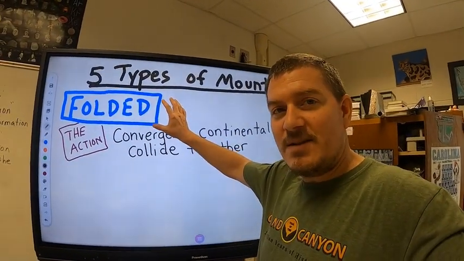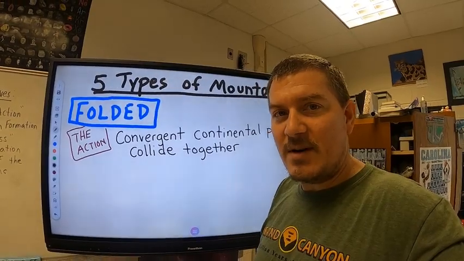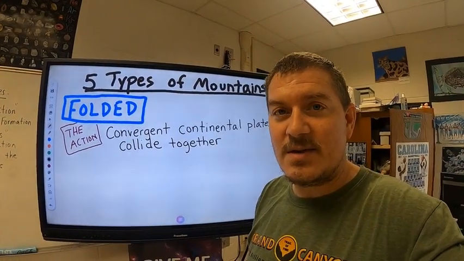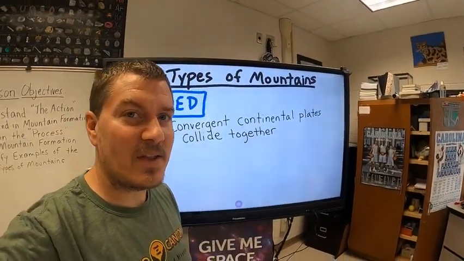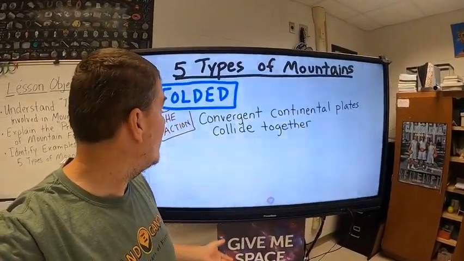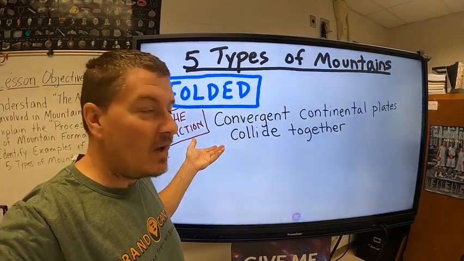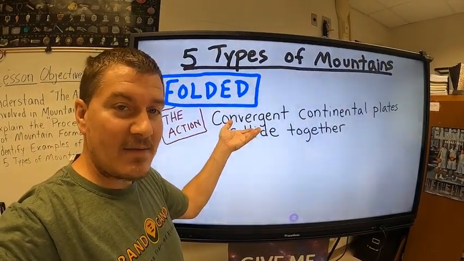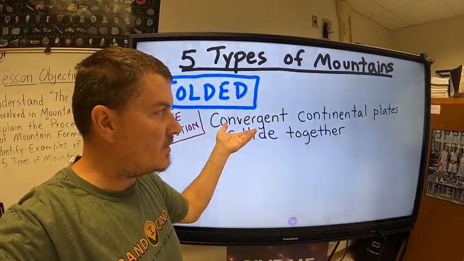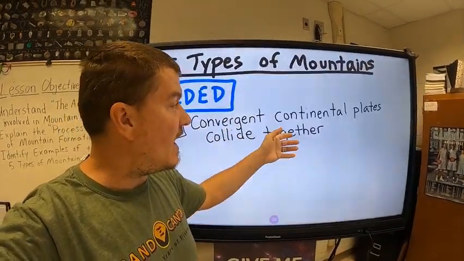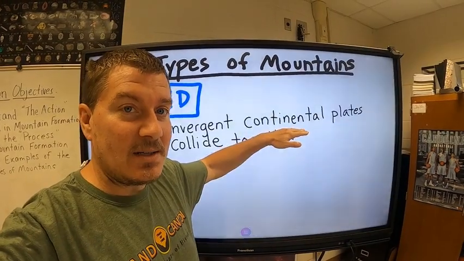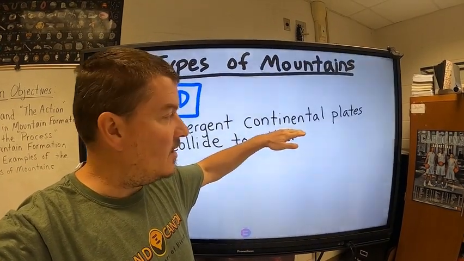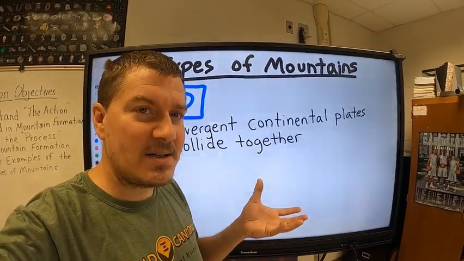So our first type of mountain that we're going to go through is folded mountains. I already talked about those in a previous lesson on convergent plate boundaries, and as I was reviewing at the beginning of this lesson as well. First of all, the action. The action in a folded mountain formation is we have to have convergent plate boundaries, and even more specific than that, our plate boundaries should be continental plate boundaries, continental crust holding up continents.